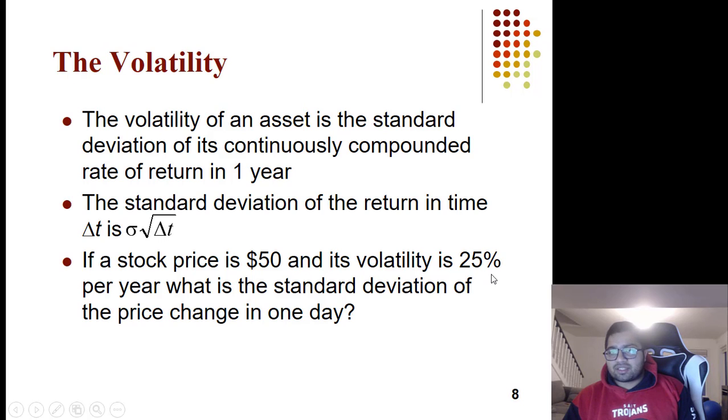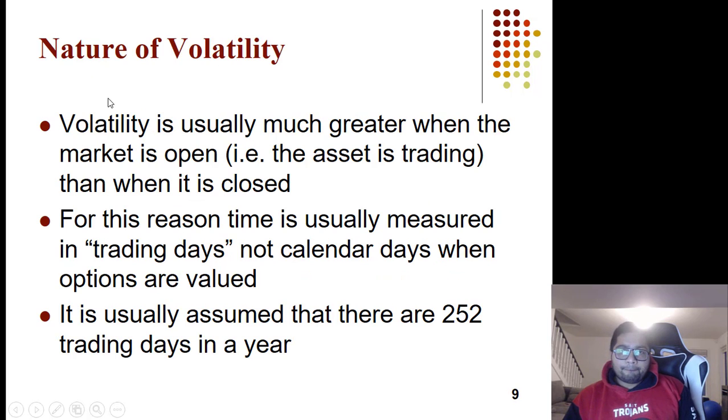If a stock is $50 and its volatility is 25%, what is the standard deviation? The standard deviation of price change is 25% volatility into square root of time, that is 1 day. Volatility is usually much greater when the market is open. This is a very important discussion in the book: the volatility of a stock is higher when stocks are traded. Let's say Monday to Friday, when stocks are traded, the volatility will be high. On weekends, the volatility is low.